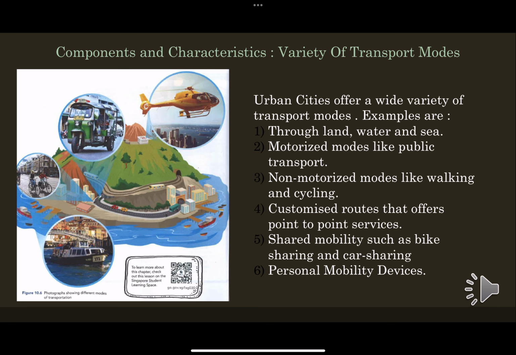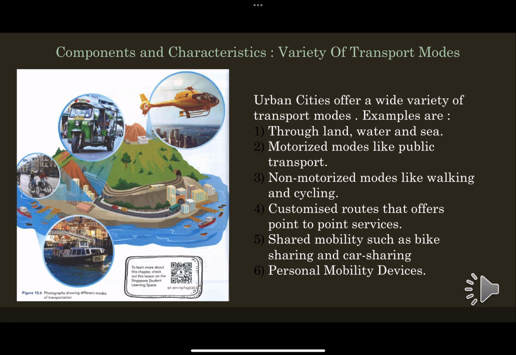Urban cities offer a wide variety of transport modes such as transport modes that move through land, water, and sea, motorized modes like public transport, and non-motorized modes like walking and cycling. Customized routes that offer point-to-point services are also available. Increasingly, there are more shared mobility options such as bike sharing and car sharing.